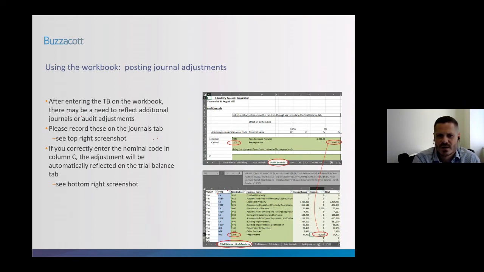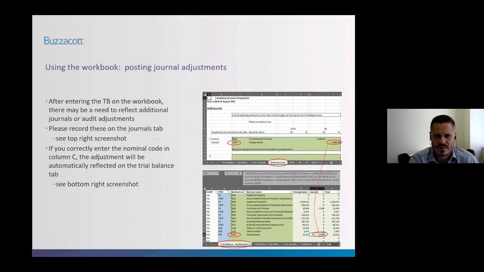Now, so long as the nominal code is correctly entered within column C of the Journals tab, the formula included within the journals column of the trial balance tab, i.e. column F on the bottom right screenshot, will automatically populate the necessary journal and adjust the final value to be used in the accounts. Whilst this process is automated to a large degree, please do be careful, as any typo or transposition error made in the nominal code column of the journals tab could mean that the adjustment is made to the incorrect trial balance line or not adjusted for at all.